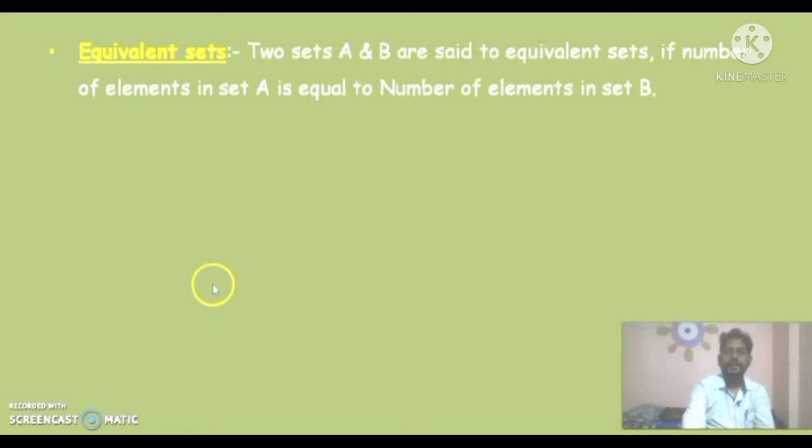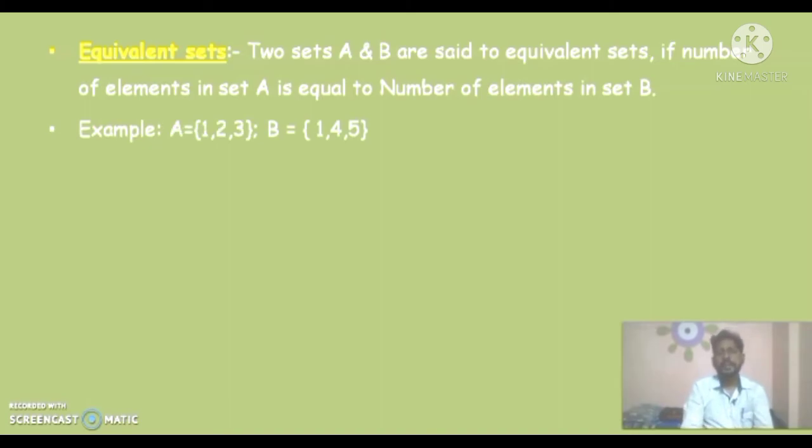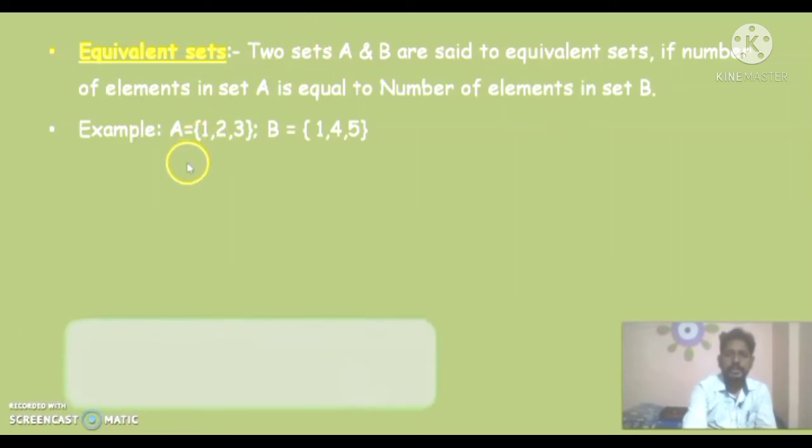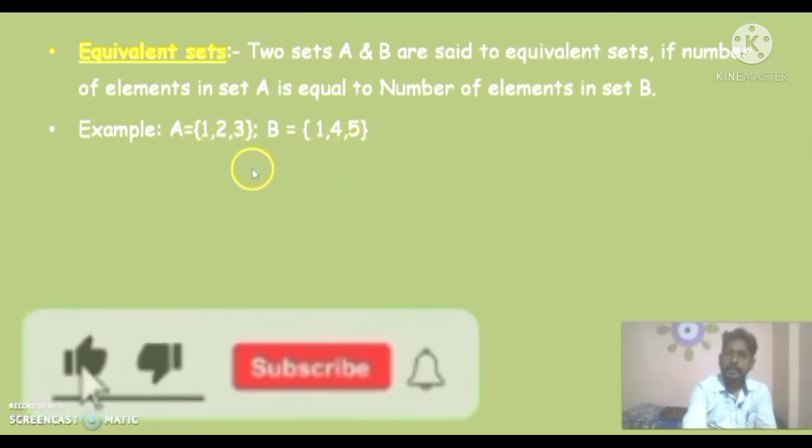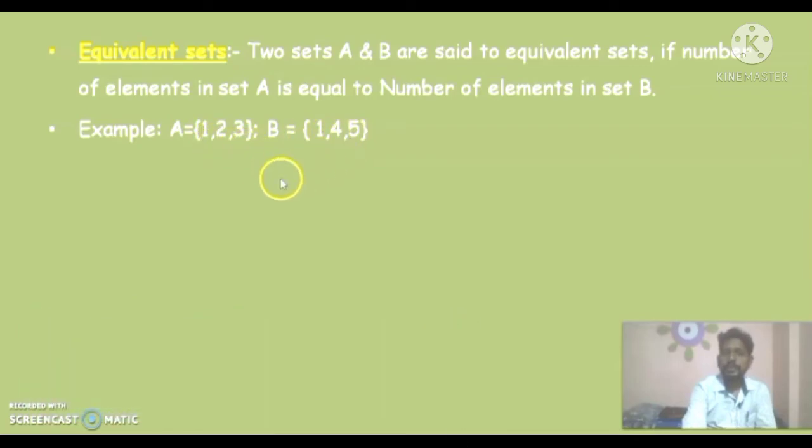Next, equivalent sets. Two sets A and B are said to be equivalent sets if the number of elements in set A is equal to the number of elements in set B. So it is based on the number of elements. Example, A is equal to {1, 2, 3} and B is equal to {1, 4, 5}. Here the elements are different, but the number of elements in the two sets is the same. Hence we write n(A) = n(B).